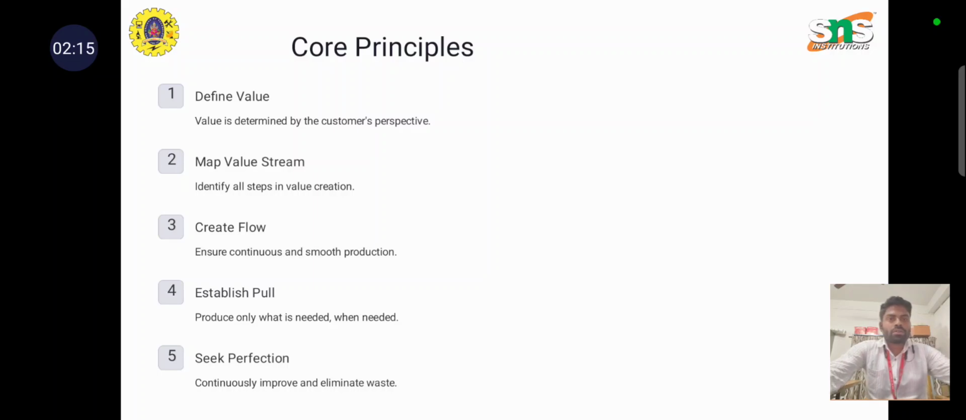And the final one is perfection. The entire process needs to be in a perfect manner. It starts with the process, product, manufacturing techniques, the sequence of processes to be followed, and then the delivery. So we have to assure the customer throughout the process. These are the 5 basic core principles of lean manufacturing.